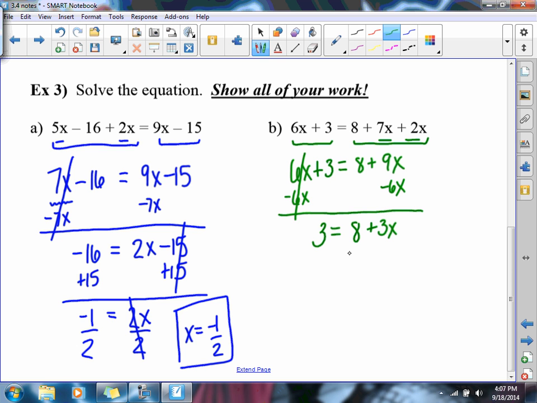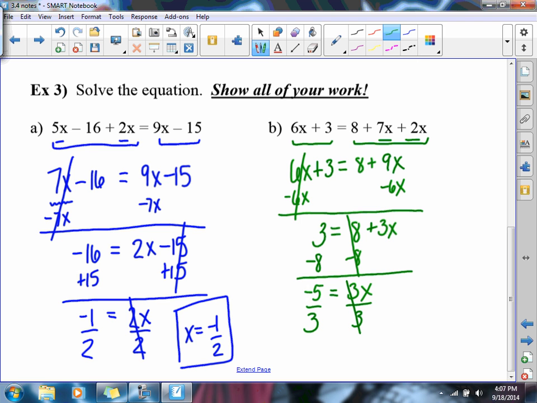Okay. To get the x by itself, I got to get rid of this, adding 8. So I'm going to subtract 8. And I really am subtracting it because it's a positive 8. So I'm doing the opposite there. Now I have negative 5 equals, 8's cancel, and I bring down my 3x. And now to isolate the x, I have to undo that multiplication by 3, so I divide by 3.